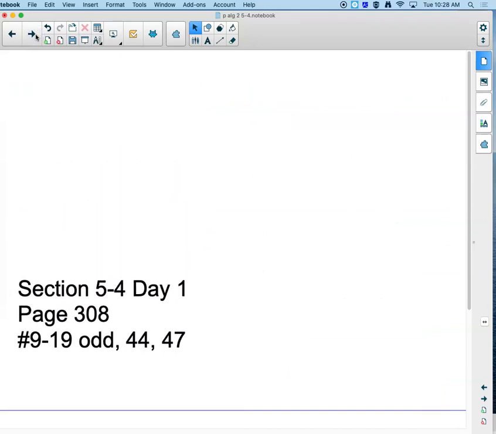So there you are. 5-4 day 1, page 308. 9 and 19 the odd, and 44 and 47. Obviously, there's a lot of work to show on these, so make sure you're doing that. Those of you that are home, show your work on everything as you go through, and everybody here.